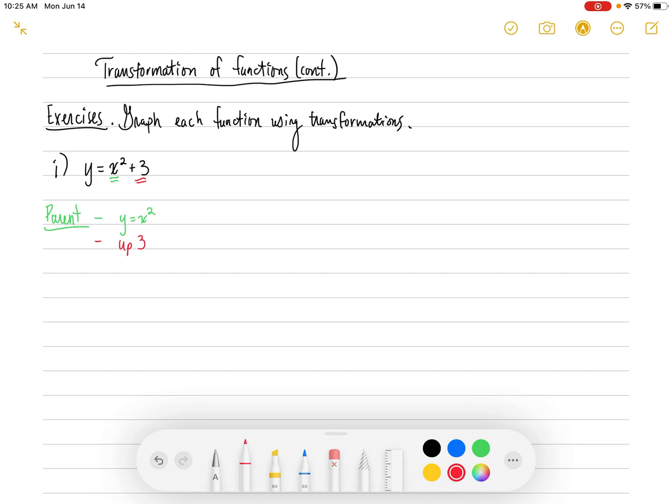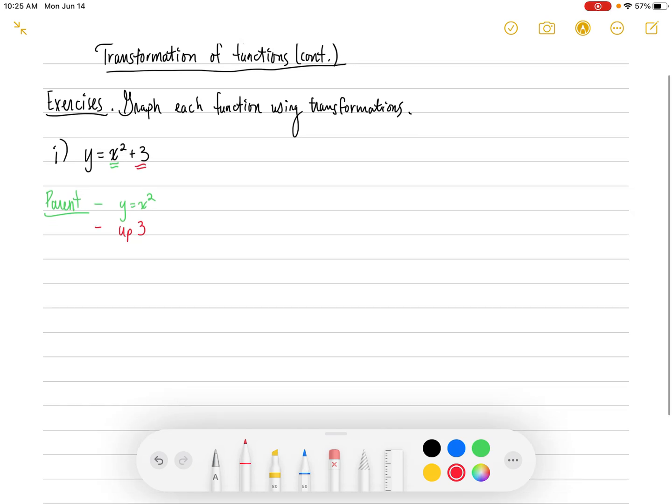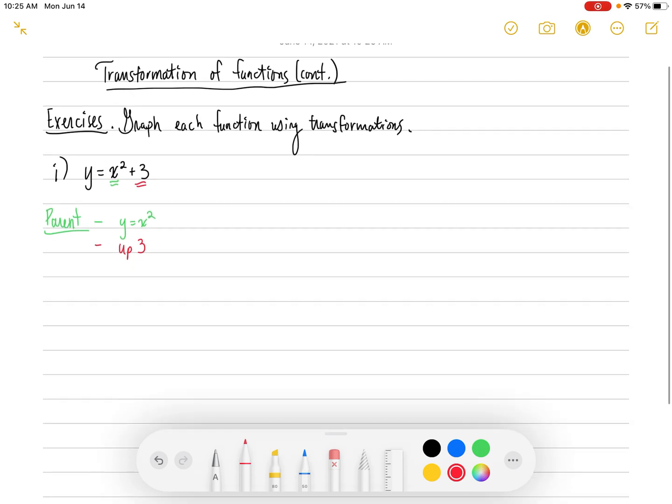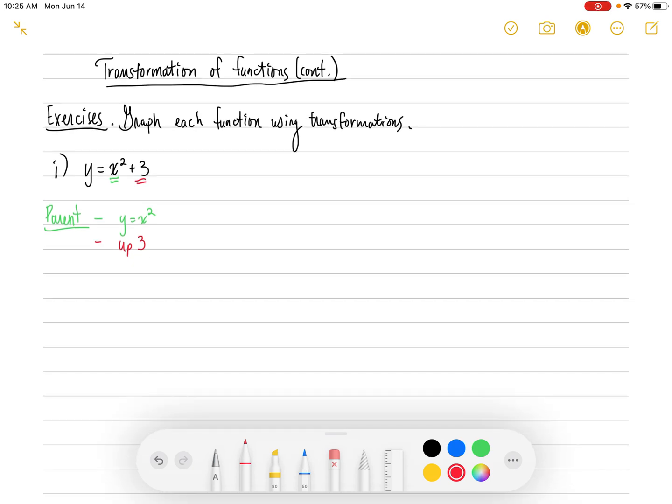So use that chart that I gave in the previous video if you don't remember these. It's a good idea to remember these. Okay, so I'm going to make a little graph. Start off with an x-axis and a y-axis. And I'm going to start off by graphing my parent.